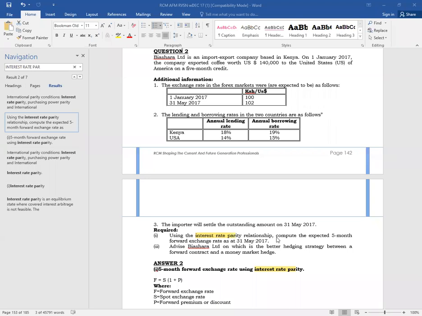Using the interest rate parity relationship, compute the expected 5-month forward exchange rate as at 31st May 2017. I've done this question for you severally as well, but I would want to do just part one for purpose of international trade. Is there somebody who can do this question very fast? Is it a doable question?